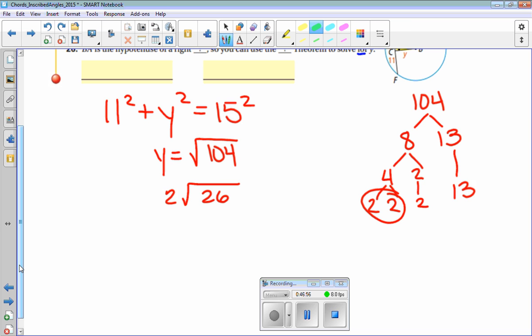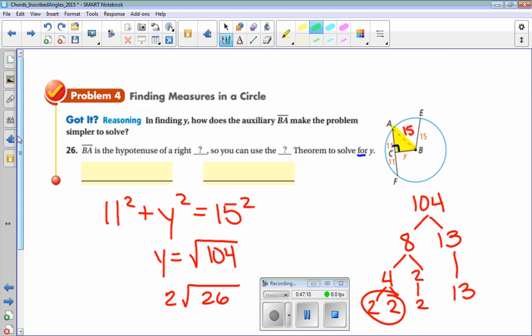Yes? Multiply. Mm-hmm. Yes. Okay. Feel good so far? It's not hard, right? It almost kind of makes sense. It's just looking for being able to move that radius over to make the right triangle.